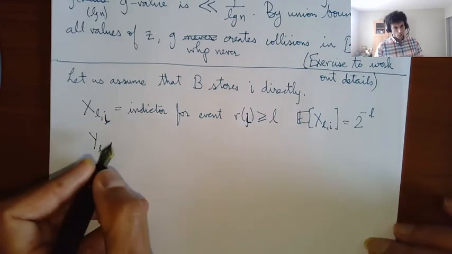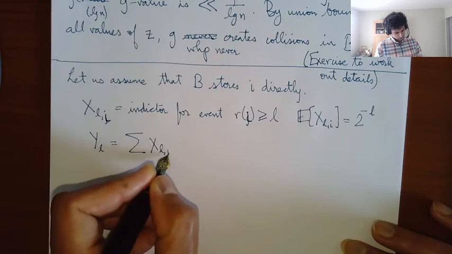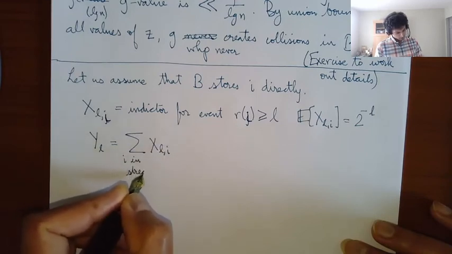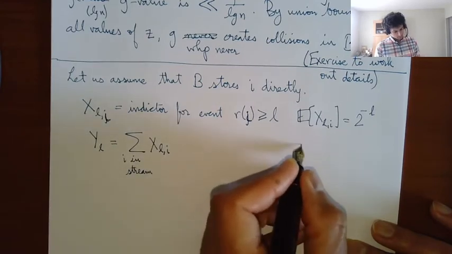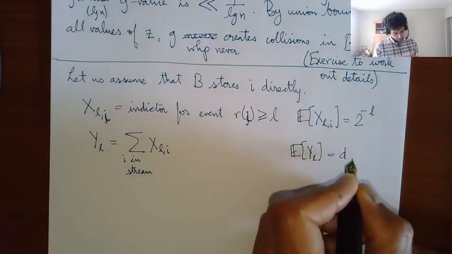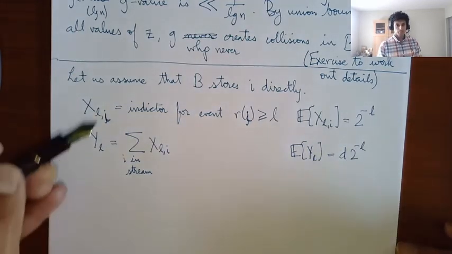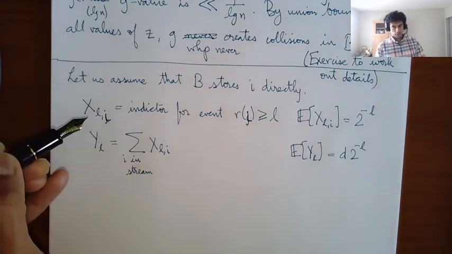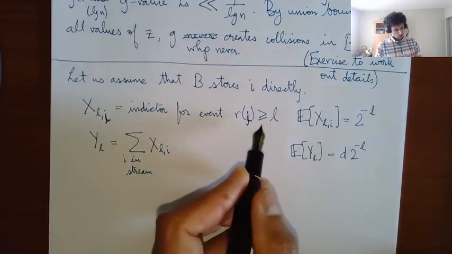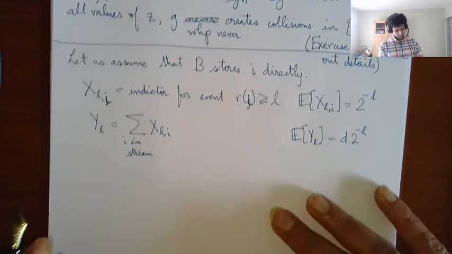Y of L is going to be the summation over X_{L,i} for i in the stream. And so the expectation of Y of L is d times 2 to the minus L. This is an indicator for each i, whether R_i is greater than or equal to L. This is the sum of indicators. Okay.